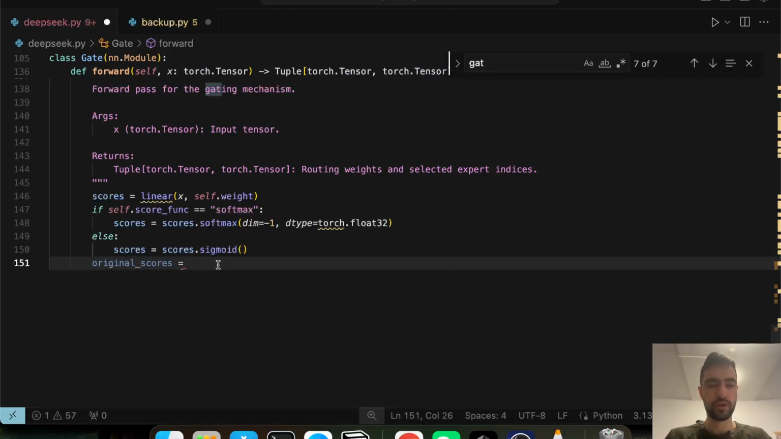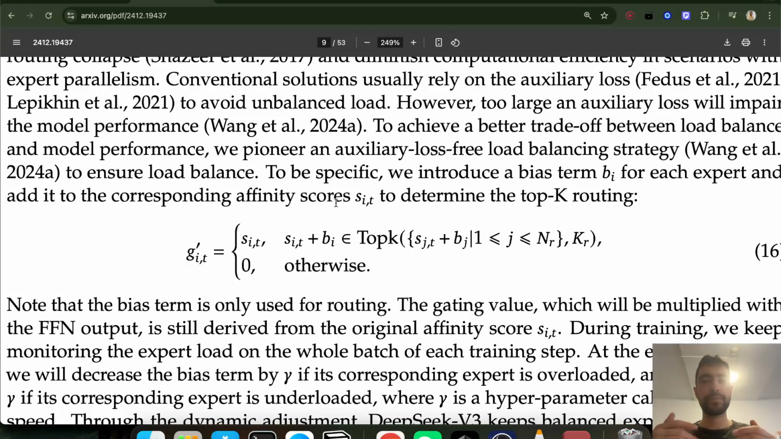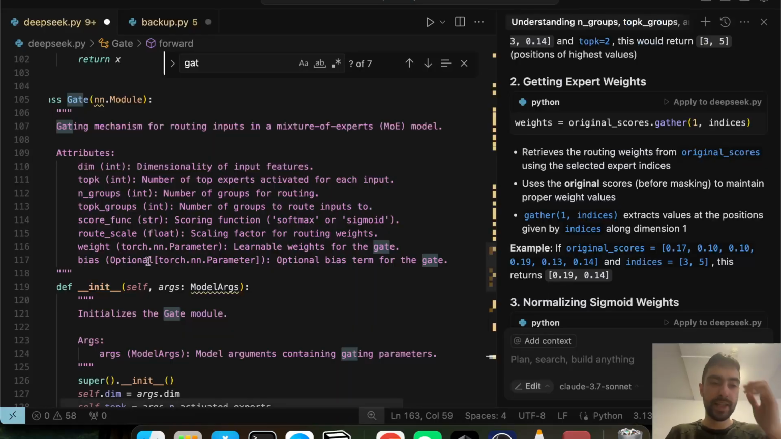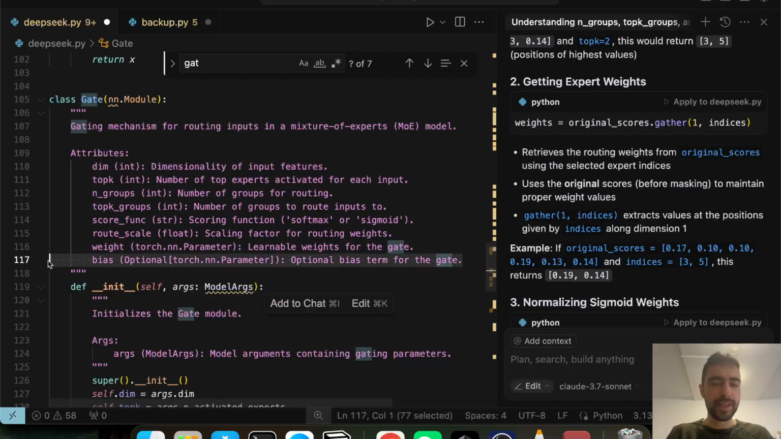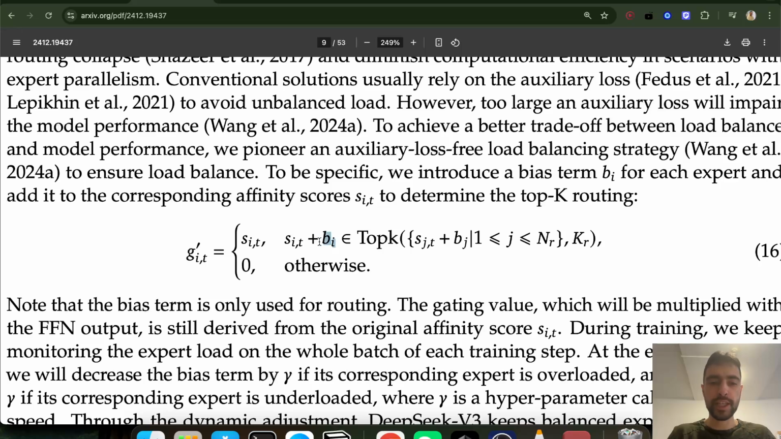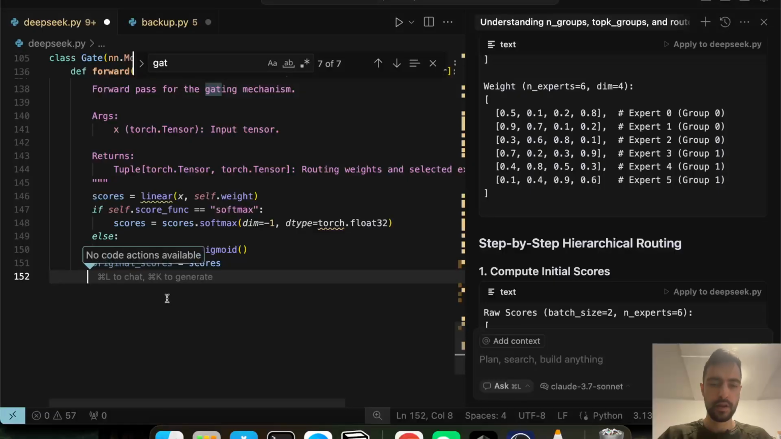We have then original scores is equal to scores. We set them here. This is me from the future. So while I'm explaining the code for the gate, you see this bias? I'm going to refer to this bias as the classic bias from neural networks that you add to the weights and stuff. But it's actually not that bias. This bias is from their formula. So this bias is what they add to scores or subtract if this expert has been selected too much. So keep that in mind when I mention this bias. I forgot to mention that until later. Let's see the next part.